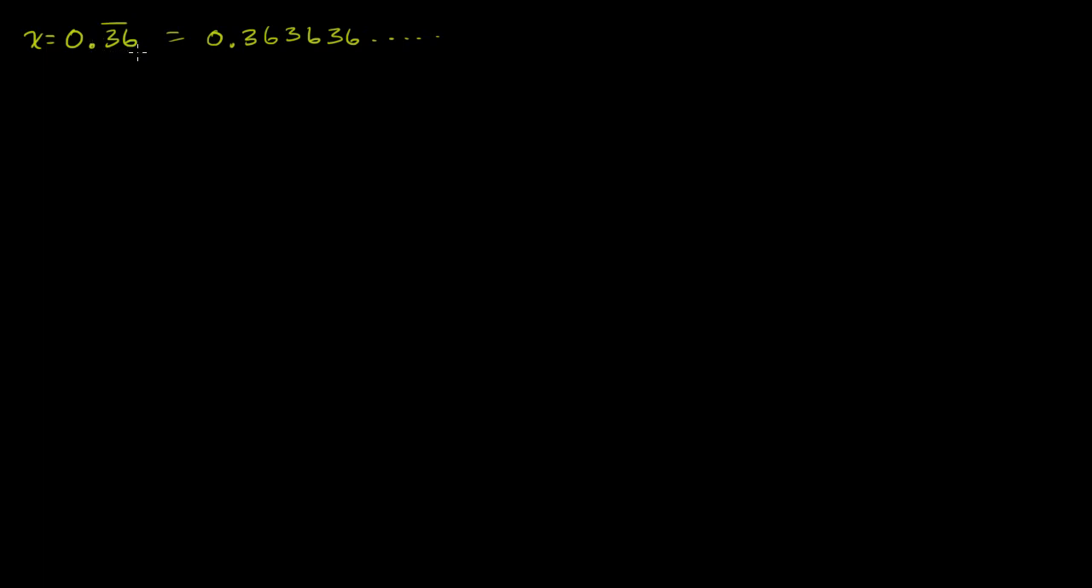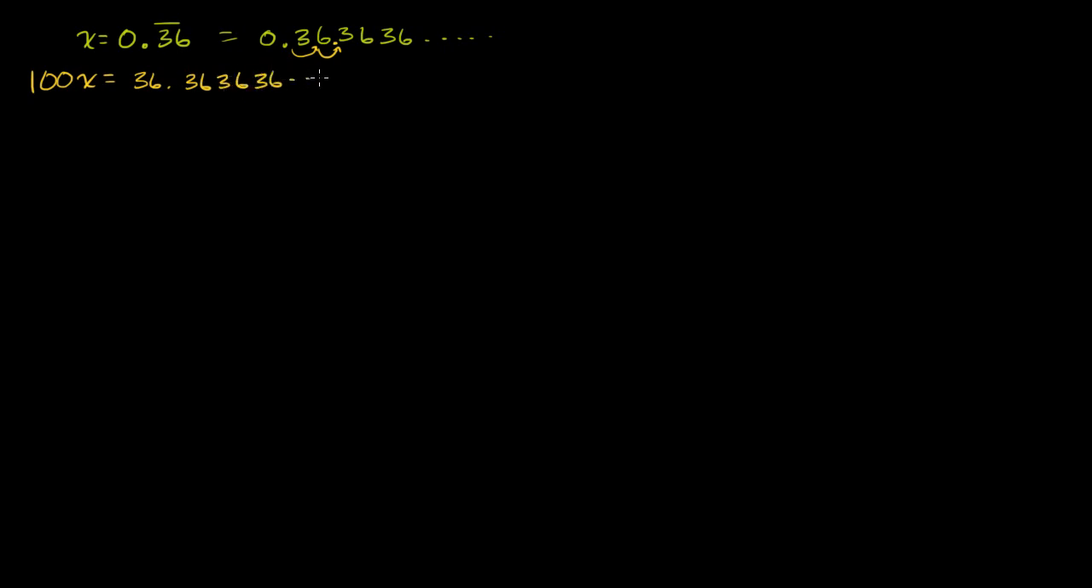We want to shift it over enough so that when we line them up, the decimal parts will still line up with each other. And to do that, we want to shift the decimal 2 places to the right. To shift it 2 to the right, we have to multiply by 100, or 10 to the second power. So 100x is going to be equal to what? We're shifting this 2 to the right: 1, 2. The decimal is going to be there now, so it's 36.363636, on and on forever.